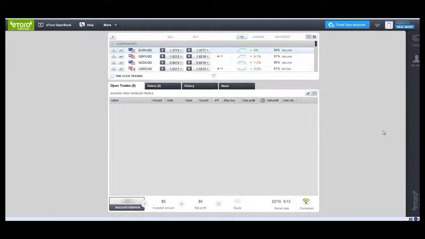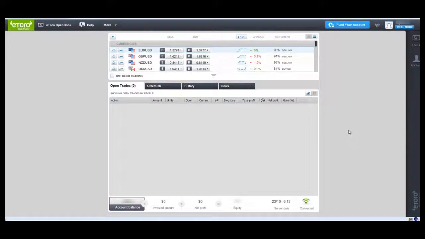So this is the basic eToro platform. Like I said, it's free to register. You don't have to deposit any money to get access to all the features. You just can't put in any real trades. You even get a free demo account where you can do mock trading, paper trading, if you like.